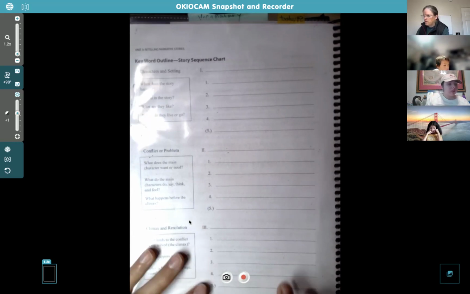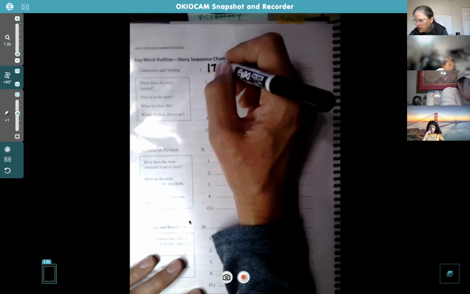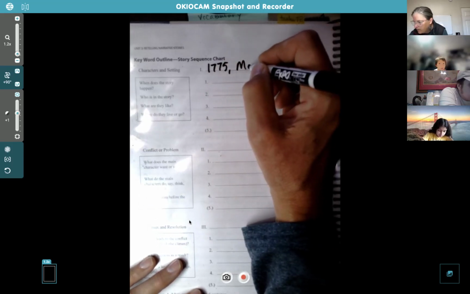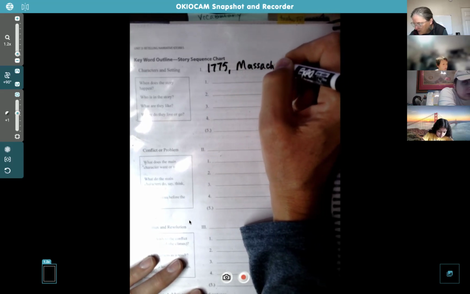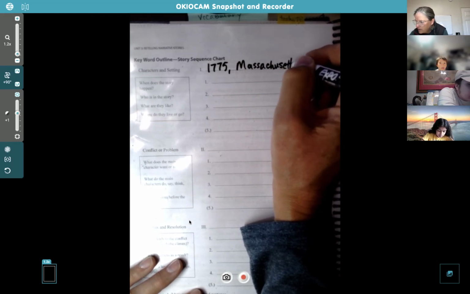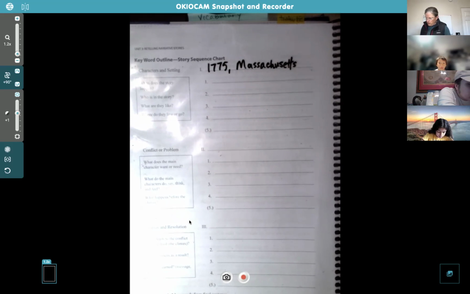1775 and in Massachusetts. In Massachusetts, yes. So 1775, and it is Boston. We can just put Massachusetts because it does happen in a couple different cities there. Massachusetts, that's a big word. Okay, good.